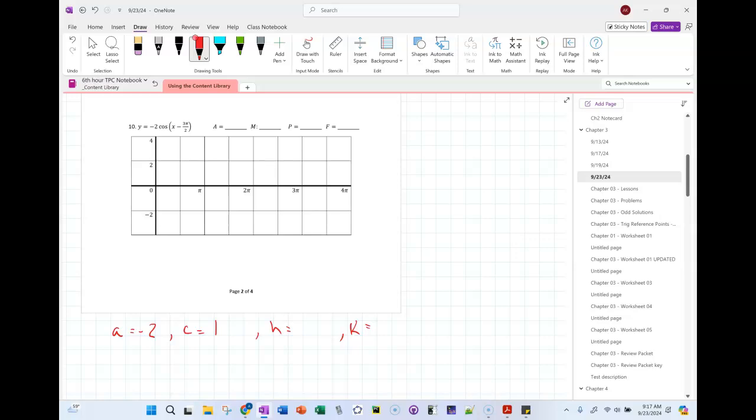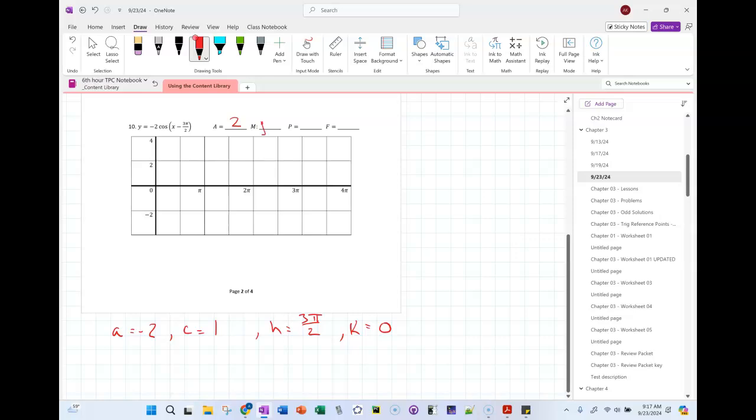You're very close. -2 over 3 pi. Nope. You're closer before. It's positive 3 pi over 2. Remember, the H is always the opposite of the sign it looks like in the equation. And then the K is 0. Excellent. So that tells me the amplitude is the absolute value of A, so that's 2.